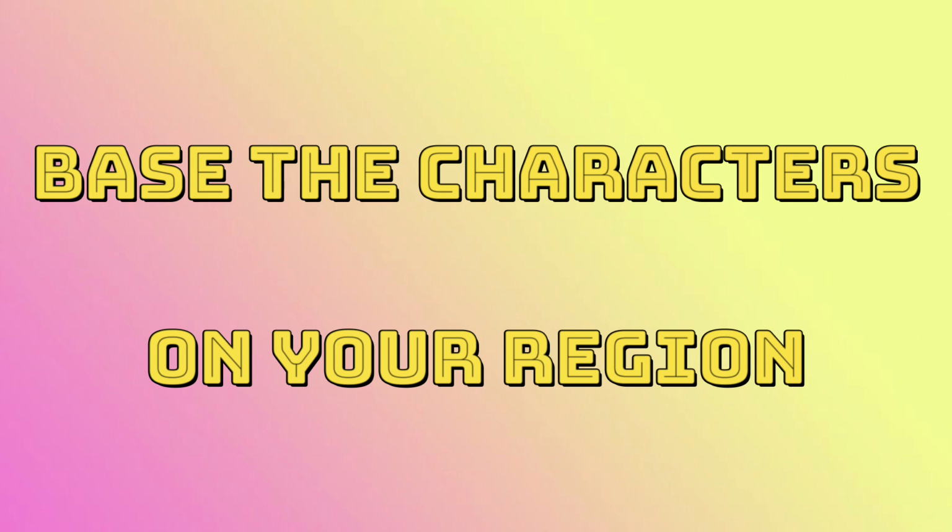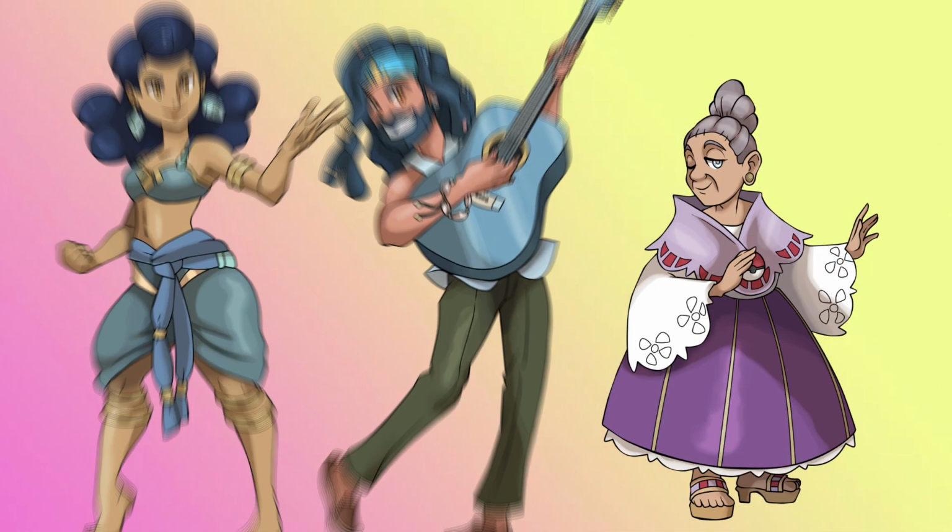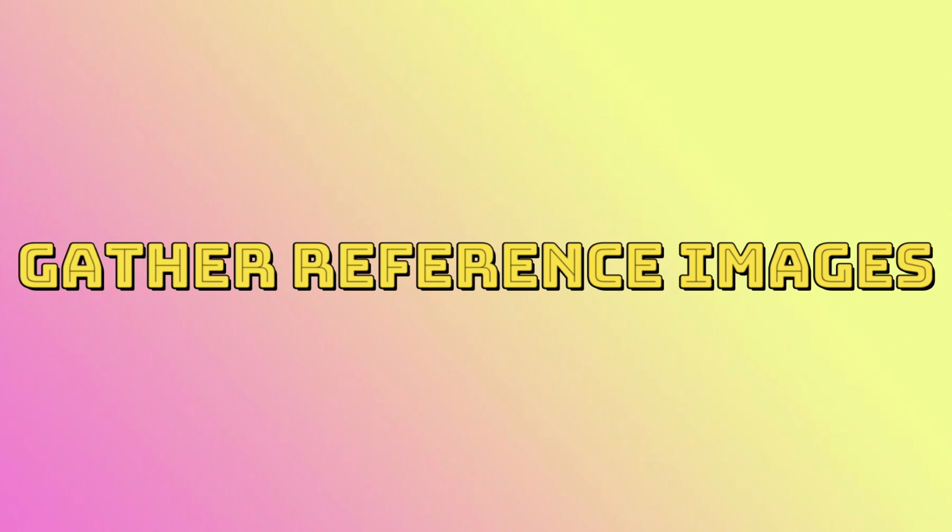You must also take into consideration the region you are basing it off. Take my Alpino region as an example. It's a country located in Southeast Asia that is based on the Philippines, making the majority of my characters a bit dark-skinned and culturally clothed. A good way to conceptualize is to gather reference images you can find on Google.